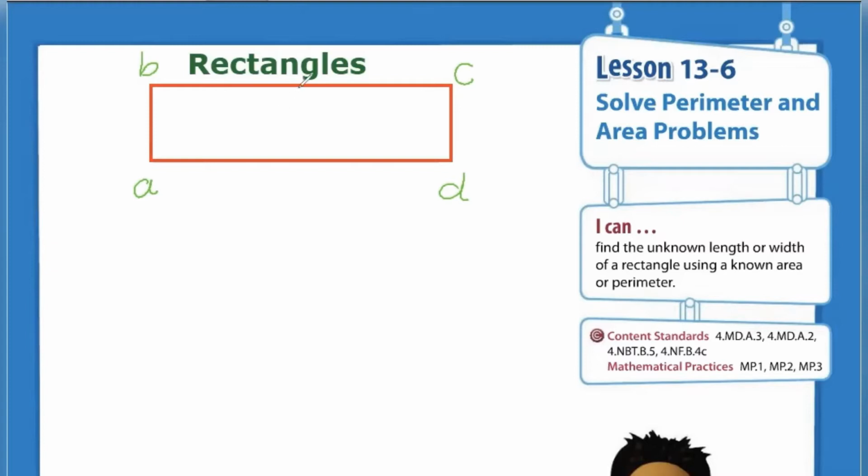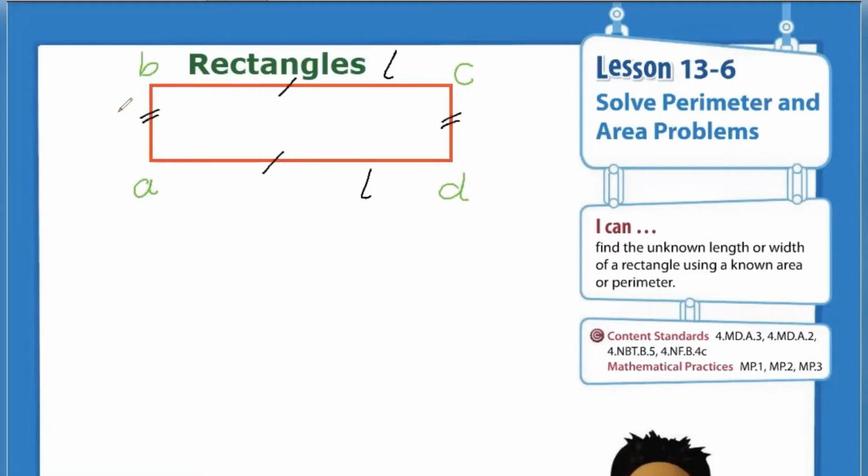Like here we have the long sides, BC and AD. BC is equal to AD. So we have two equal sides. And this is the long side. I will put L. L for length. And here we have AB is equal to DC. These two opposite sides are equal.